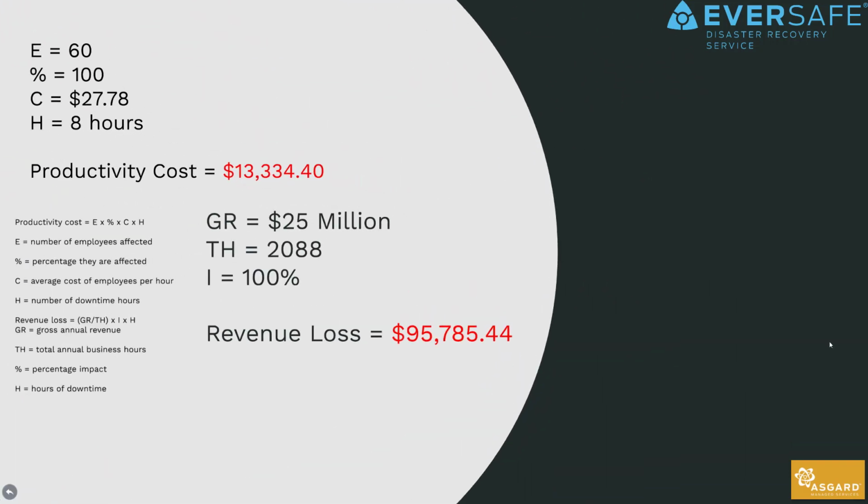Formulas, such as the ones seen here, allow you to calculate exactly how much money it's going to cost being down. The formula here is shown to be your daily downtime based off of a $25 million a year company. Being down for 8 hours costs them $13,000 just in productivity of manpower, and it costs them roughly $95,000 in loss of sales. So being able to use this is greatly beneficial in knowing exactly how impactful it is to be down.